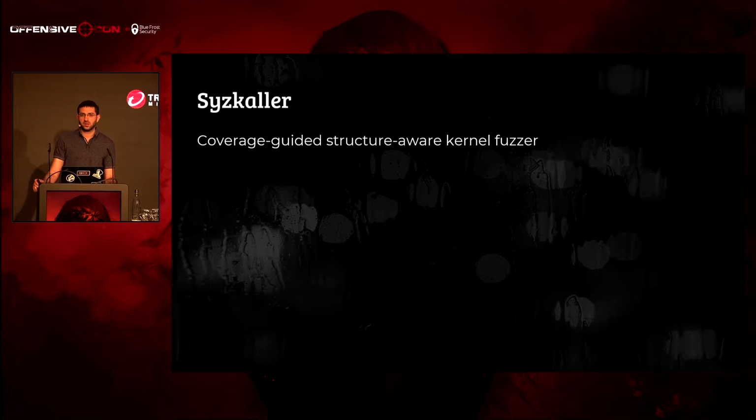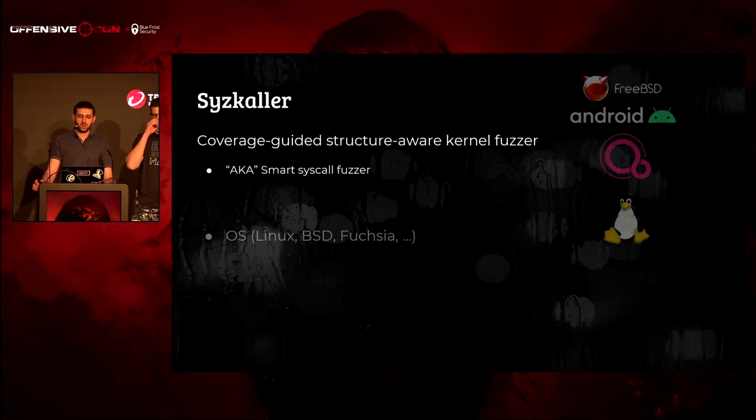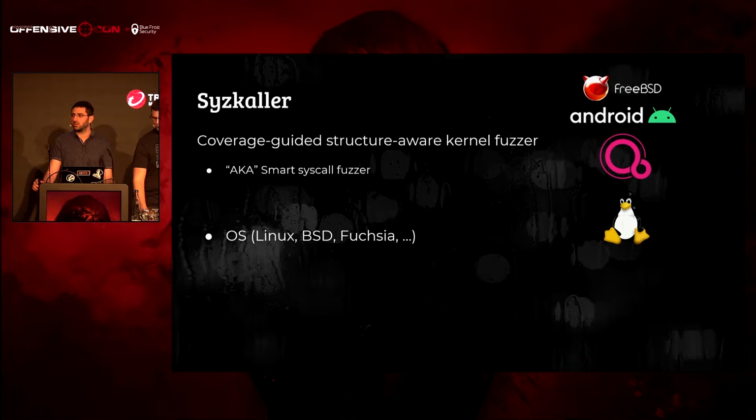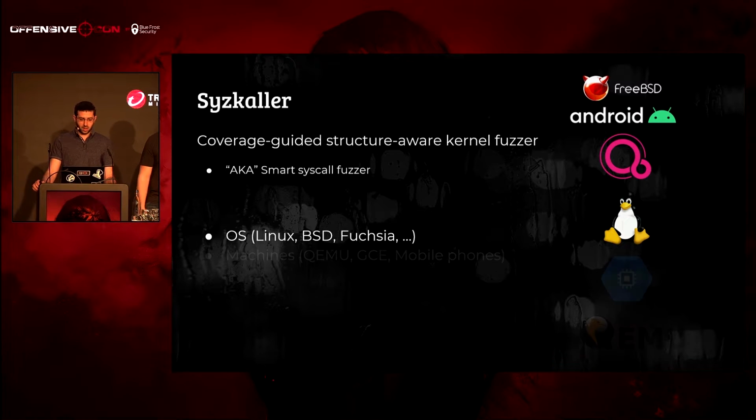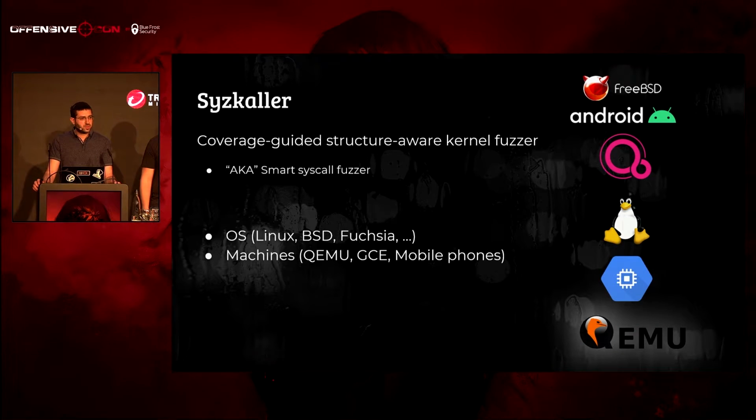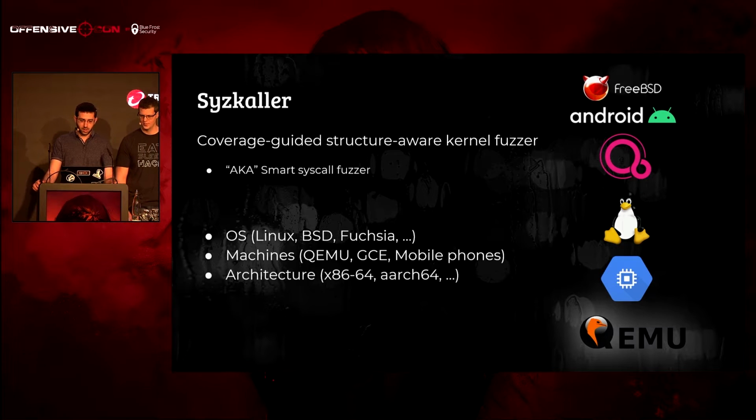Okay. Syscaller is a coverage-guided, structure-aware kernel fuzzer. Try saying this 5 times in a row. It's also known as Smart Syscall Fuzzer. It supports multiple operating systems such as Linux, FreeBSD, Fuchsia, Android, and more. It supports running on multiple machine types such as QEMU guest, Google Cloud Engine instances, mobile phones, and others. It also supports running on multiple architectures like x86-64, 64-bit ARM, and others.